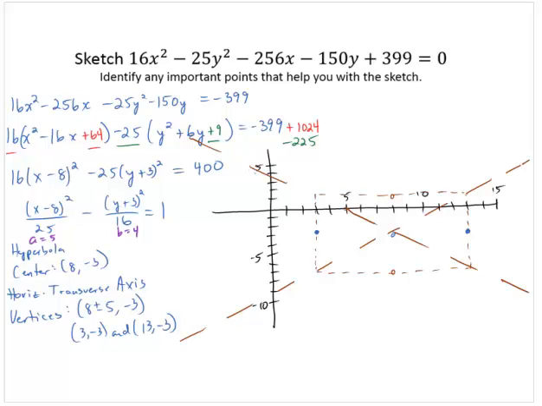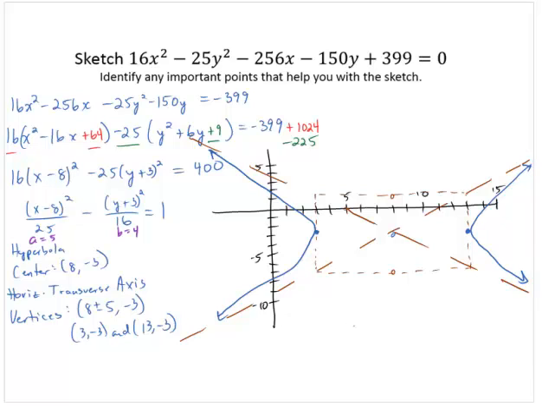Remember, follow the asymptote through the vertex, follow the asymptote. It's got a horizontal transverse axis, so it opens left and right. So there's half of the curve, or one branch. There's the other branch of the curve.